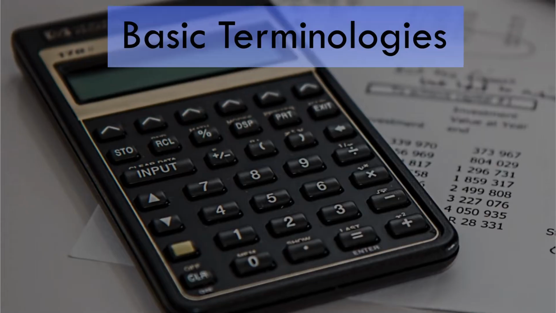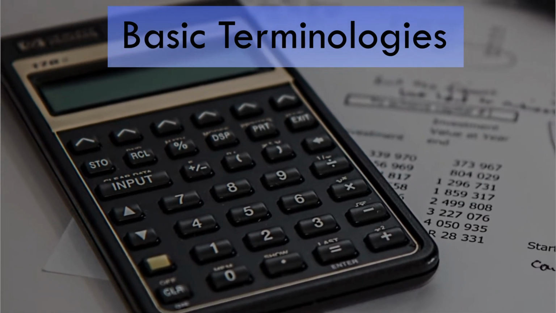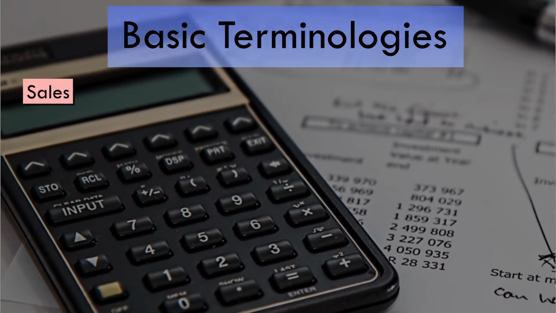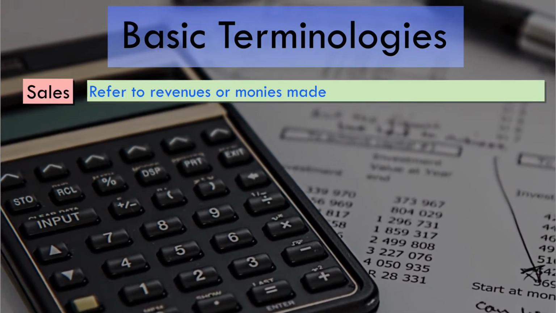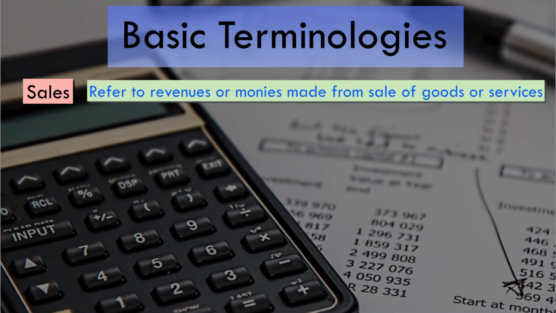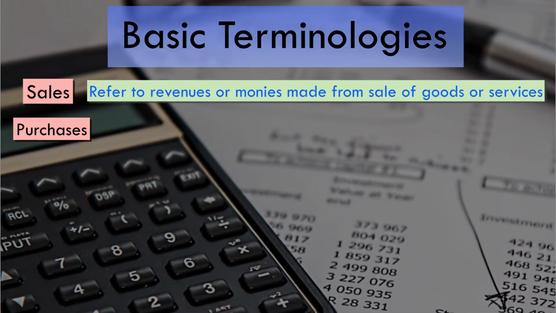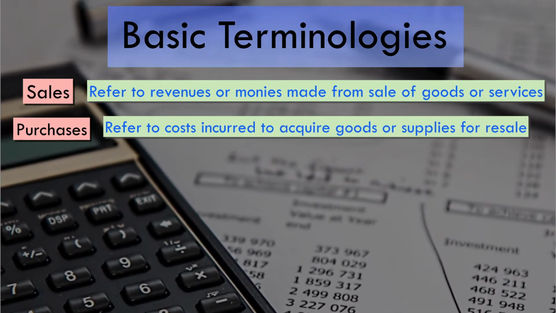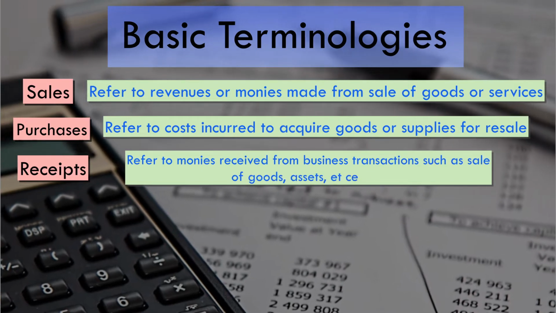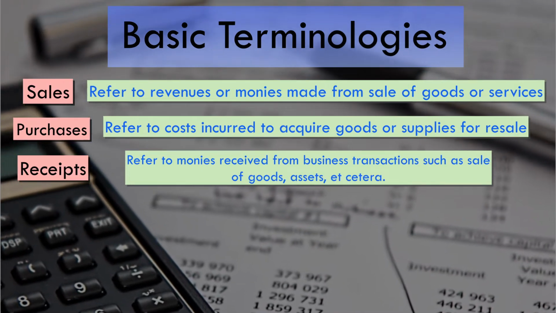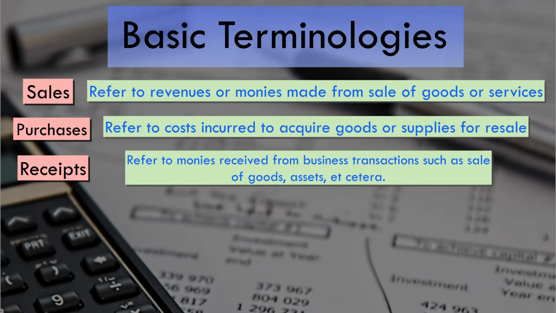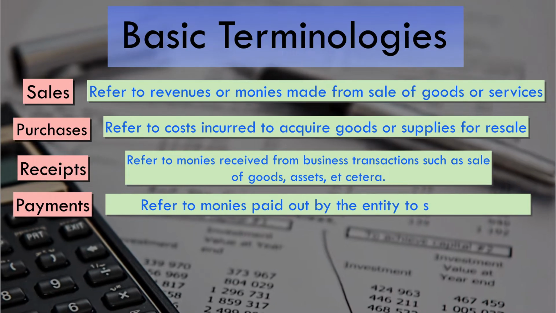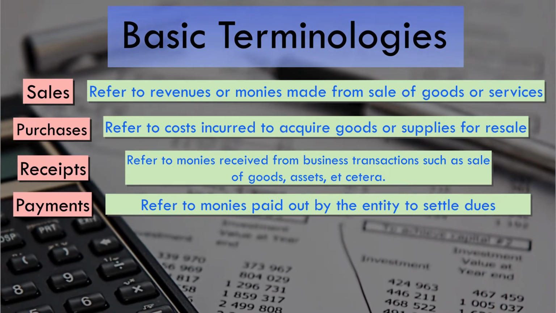Basic terminologies. Some of the terms that are used in relation to business transactions include: 1. Sales. These refer to the revenues or monies made from the sale of goods or services. 2. Purchases. These refer to the costs incurred to acquire goods or supplies for resale. 3. Receipts. These refer to monies received from business transactions such as sale of goods, assets, etc. 4. Payments. These refer to monies paid out by the entity to settle its dues.